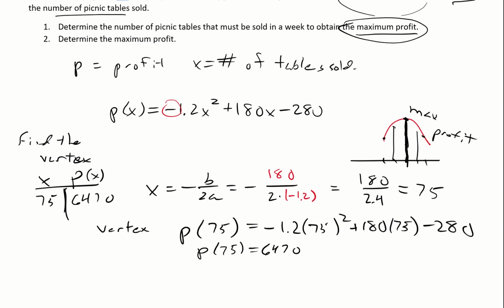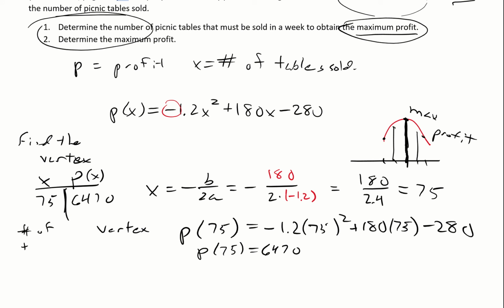No. The problem wants you to answer these questions, and this is a good question on a test too: they give you the information, you answer the question. People say, I know how to find the vertex, I don't know what it means. Let's find out what it means. X is the number of picnic tables. P of X is the profit. You have the vertex in front of you. It's worth the work to find it.